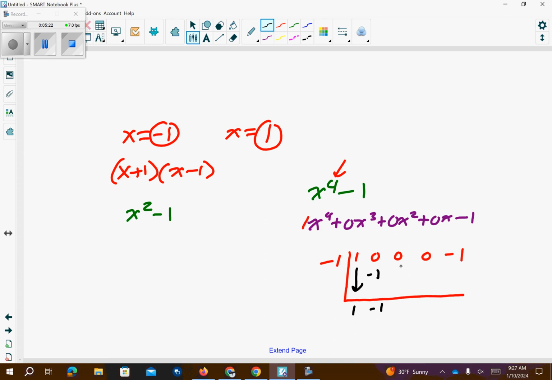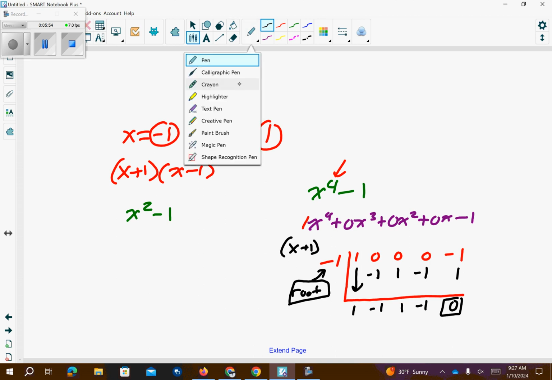Negative 1 times negative 1 is positive 1. I'll bring a 1 down. 1 times negative 1 is negative 1. 0 plus negative 1 is negative 1. Negative 1 times negative 1 is positive 1. Negative 1 plus that. If I get my very last term being a 0, that means this is a guaranteed root. Okay? So this verifies right now that x plus 1 is part of my binomials.